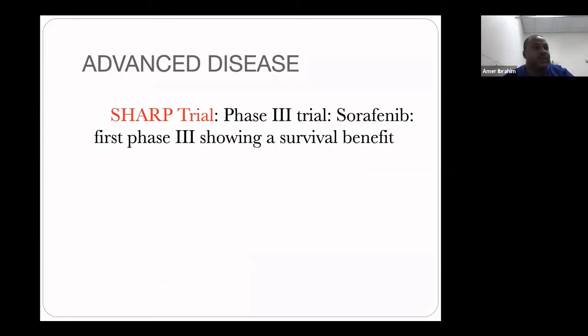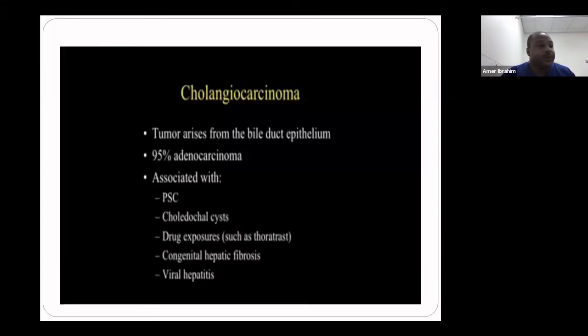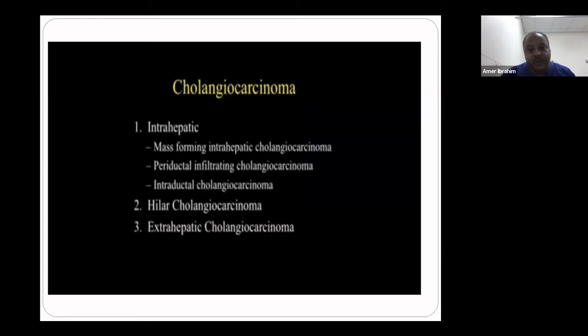So to speak briefly about cholangiocarcinoma, the tumor arises from the bile duct epithelium, and 95% is adenocarcinoma. It could be associated with primary sclerosing cholangitis, choledochal cyst, drug exposure, congenital hepatic fibrosis, and viral hepatitis. So we have 3 main categories: the intrahepatic cholangiocarcinoma, the hilar tumor, and finally extrahepatic cholangiocarcinoma, which is outside of this presentation.